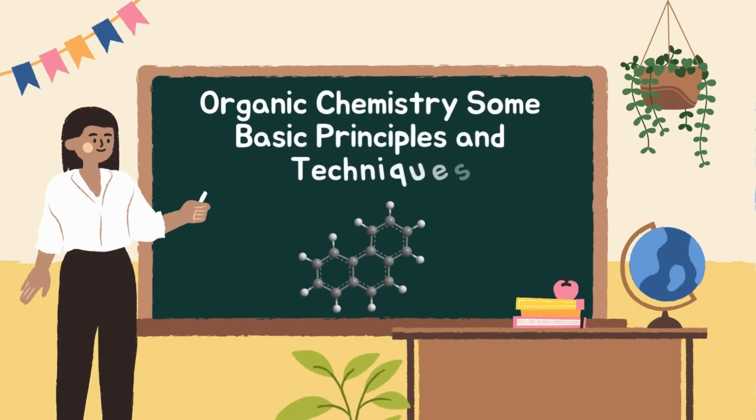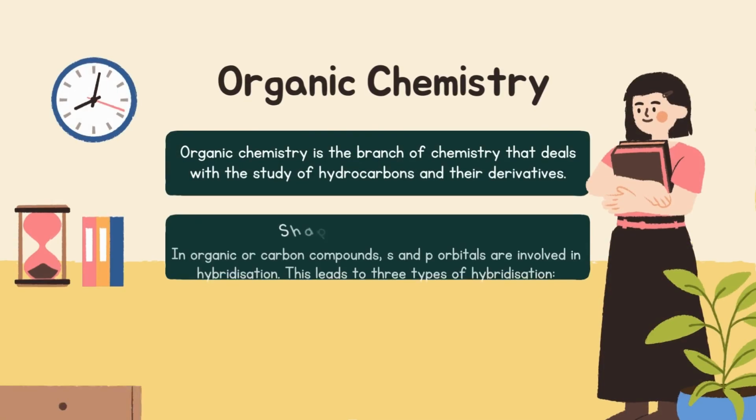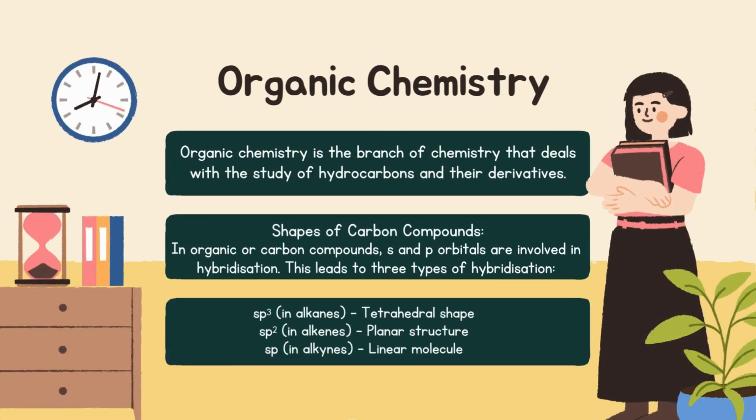In today's series on 11th grade chemistry, we will be studying Chapter 12, Organic Chemistry, some basic principles and techniques in detail. Let's start the video, starting with organic chemistry. Organic chemistry is the branch of chemistry that deals with the study of hydrocarbons and their derivatives.